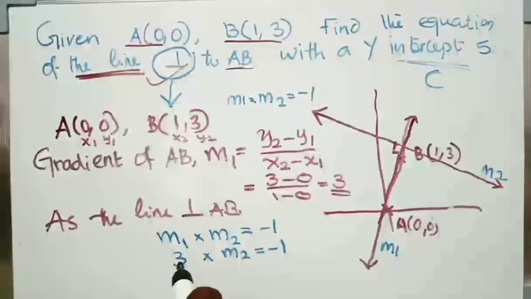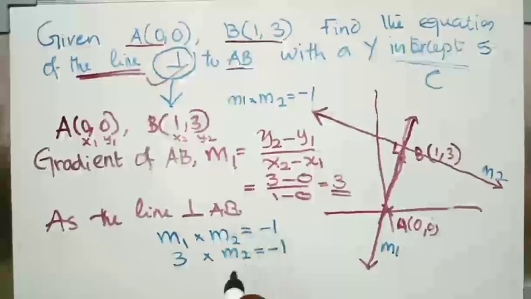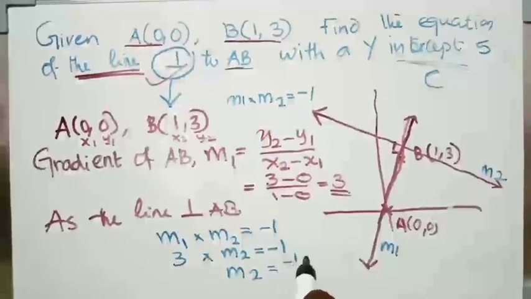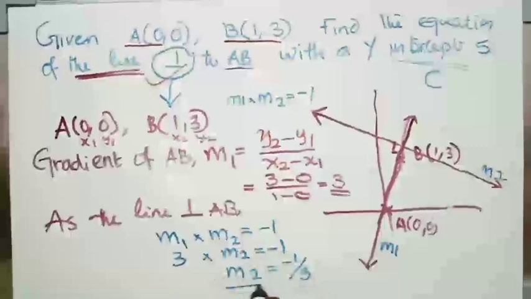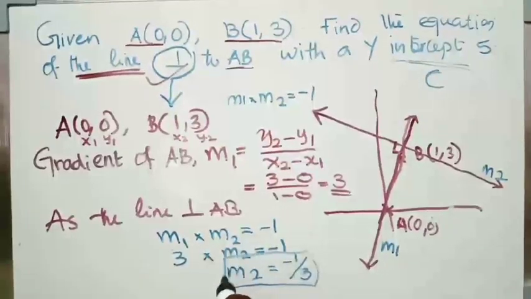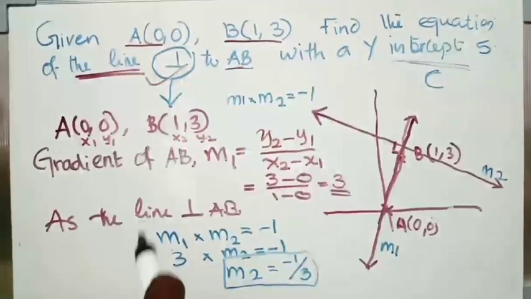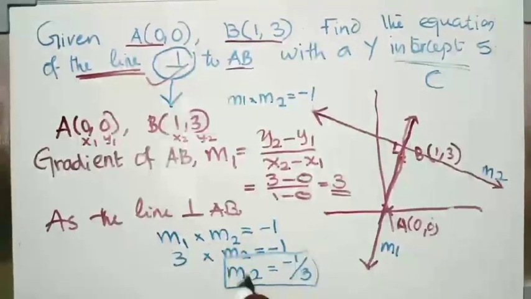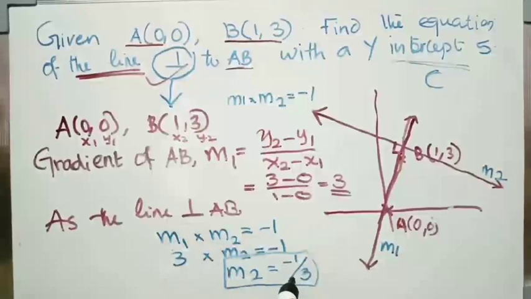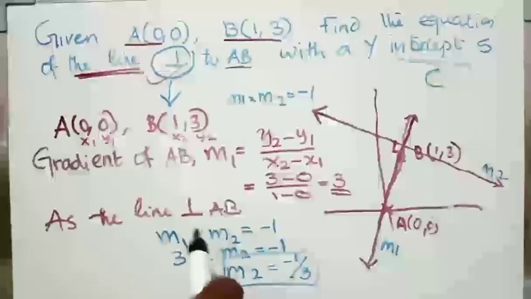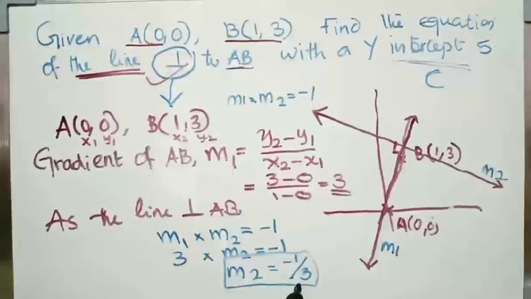Or when you transpose 3 to the right hand side, we get m2 as minus 1 divided by 3, which is the gradient of the required line. So what is the gradient of the required line? Minus 1 by 3. And what is the y-intercept of the required line? It is 5. That means m is minus 1 by 3 and c is 5.